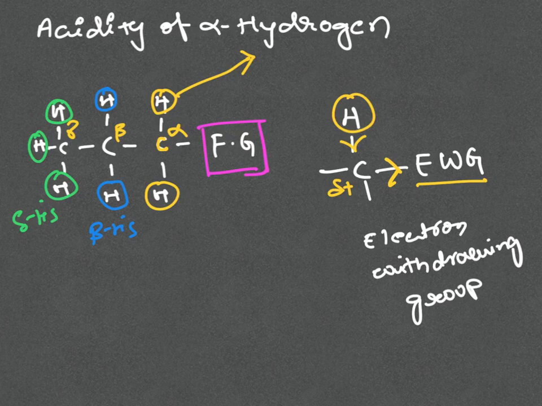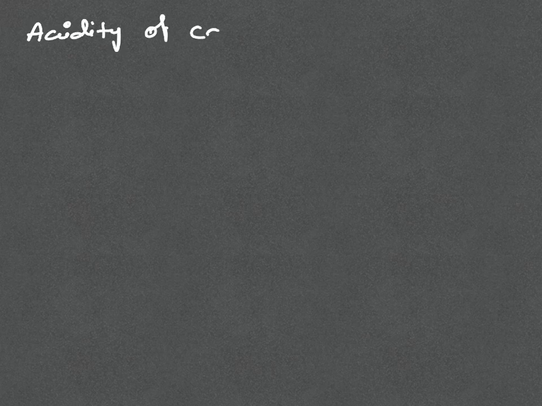Along with the electron withdrawing group, there are other factors that play a role in deciding the strength of the alpha hydrogen, that is, the acidic strength of the alpha hydrogen. Let me discuss with an example. I am taking here acidity of carbonyl compounds.